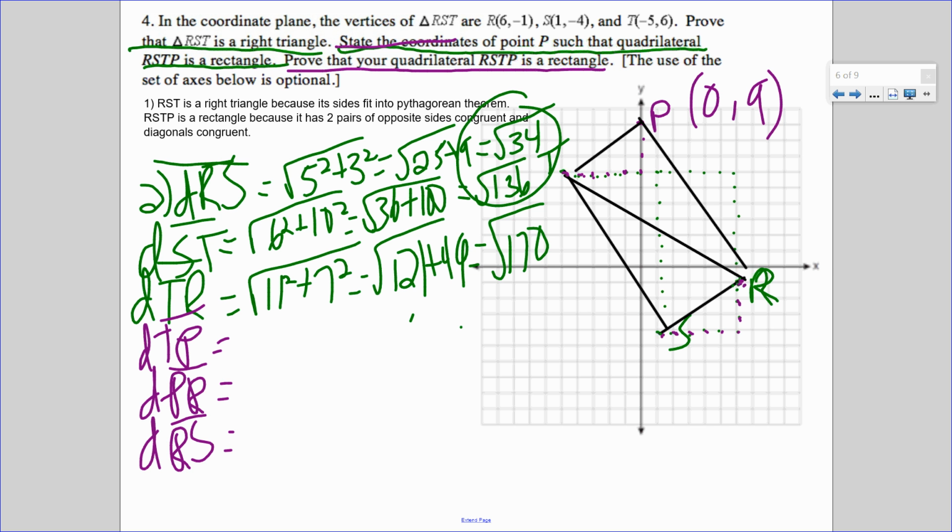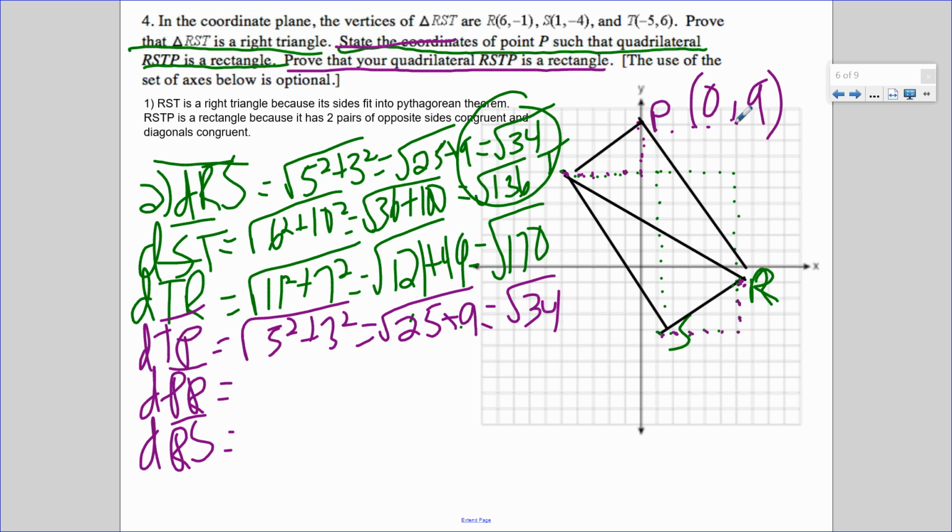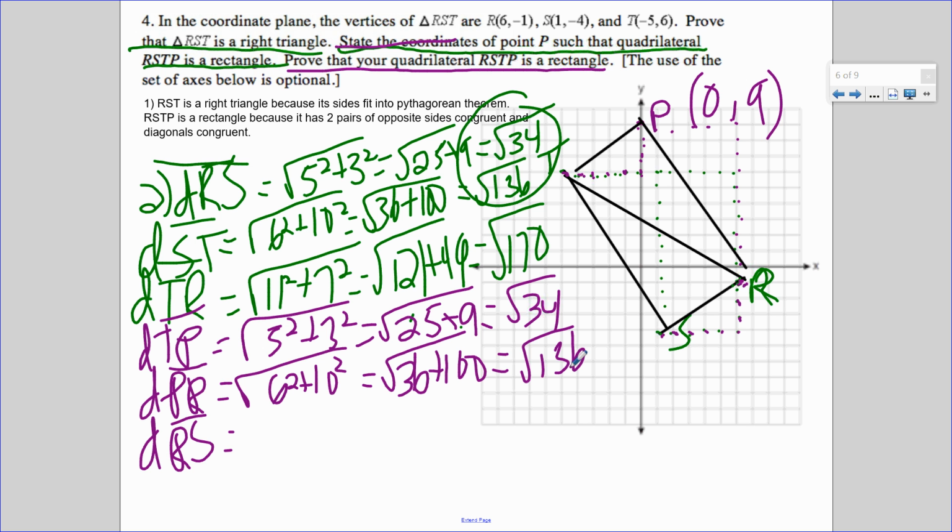TP is 1, 2, 3, 4, 5 and 1, 2, 3. That's 5 squared plus 3 squared. That's 25 plus 9, which is rad 34. PR is 1, 2, 3, 4, 5, 6 and 1, 2, 3, 4, 5, 6, 7, 8, 9, 10. Six squared is 36. 10 squared is 100. Rad 136. RS. I'm sorry, I have RS. It should be PS.